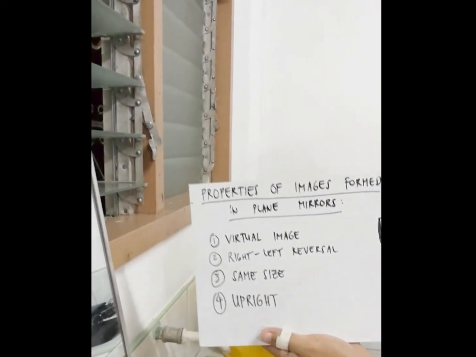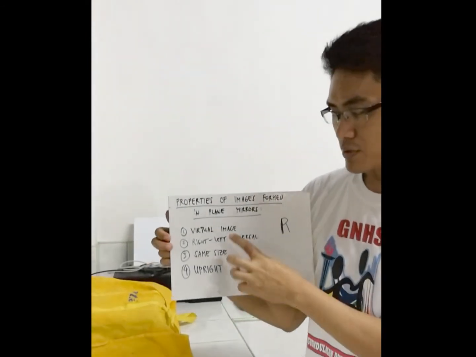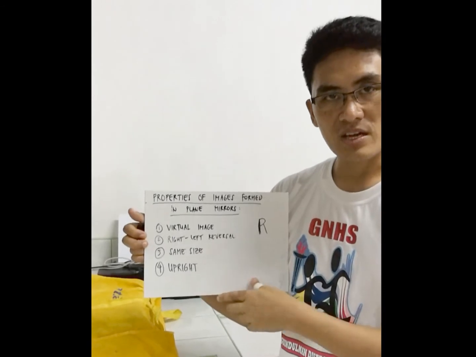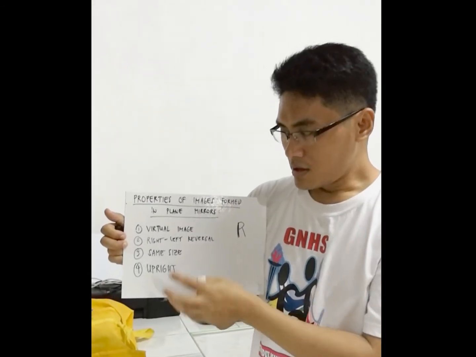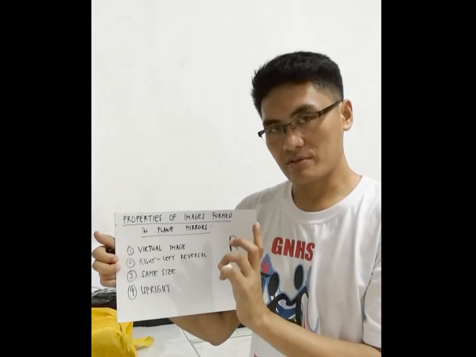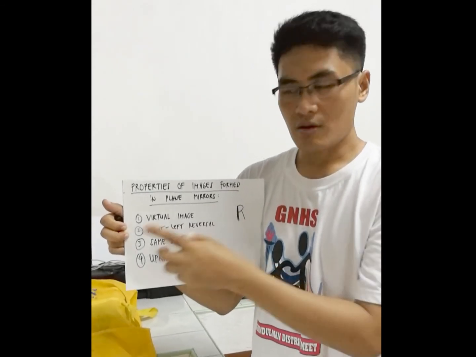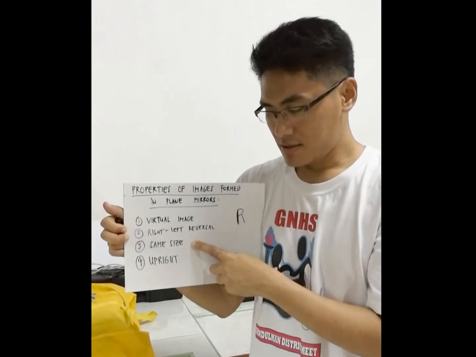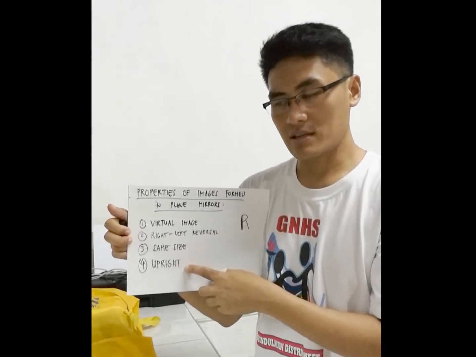So that's it. Properties of images formed in plane mirrors. They are virtual images, right? The image is virtual. It's formed in your head. Second, the images seem to be reversed in the left and right orientation. The images and the object have the same size, and the image is also upright, just like the object is.